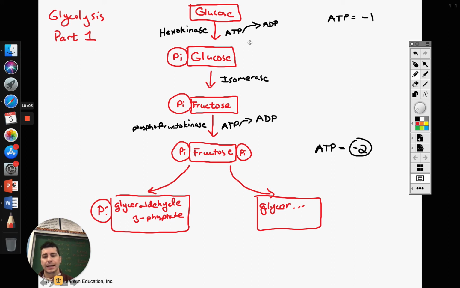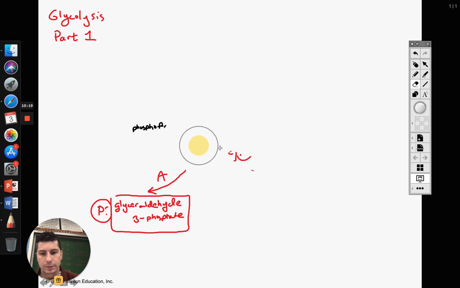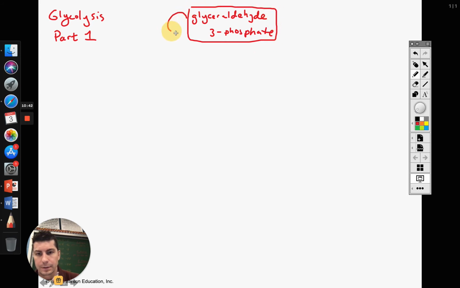Okay. So again, I'm going to erase all this, and I'm only going to do one of these pathways. There's two, A and B. The same thing is happening on both. So we're only going to do one of them. And just so you know, our ATP is still at -2. So we're going to have our glyceraldehyde 3-phosphate. Attach our phosphate to it. And this will be our part 2.